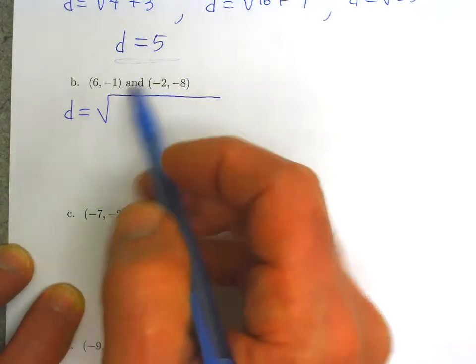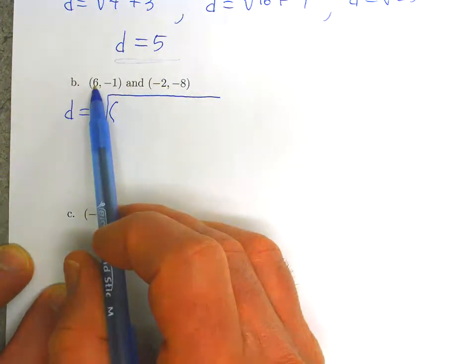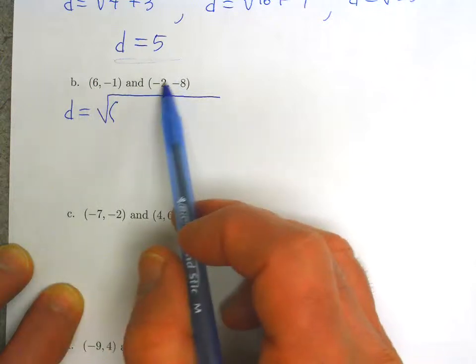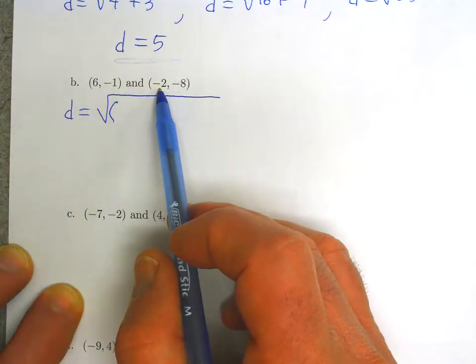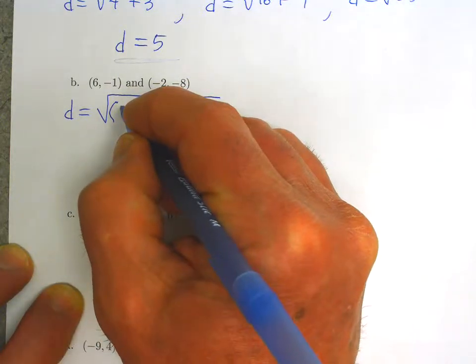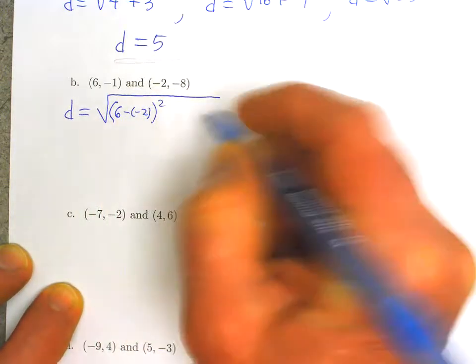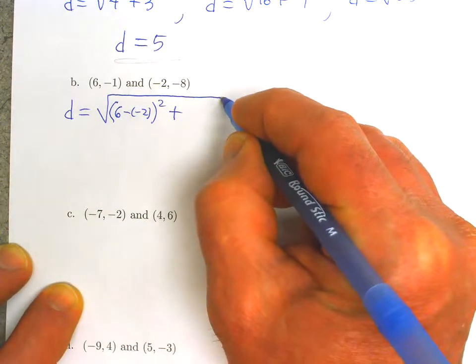So on this one, I'm going to focus on the x-coordinates. The x-coordinate of this point is 6, and the x-coordinate of this one is -2. So one option is just to write (6 minus -2) quantity squared, and then plus.